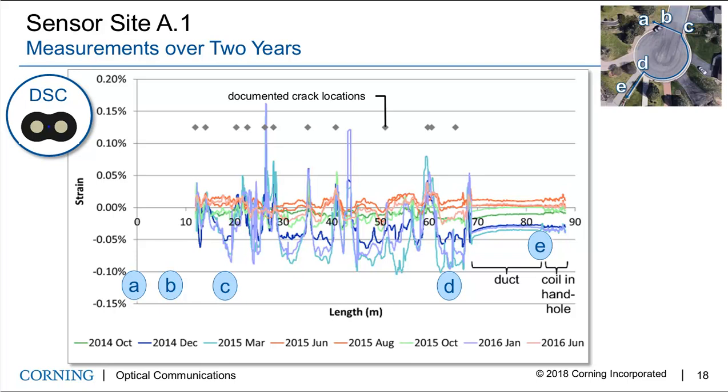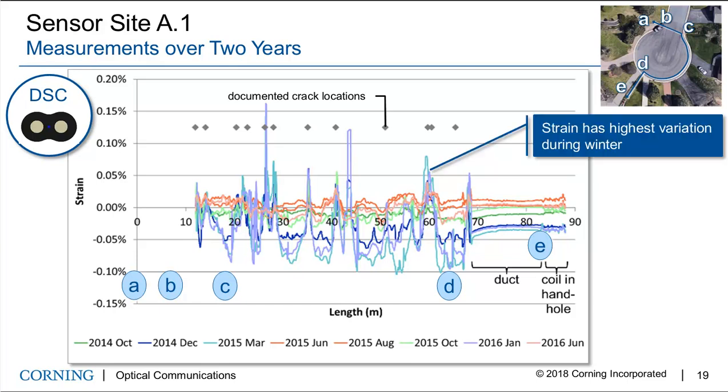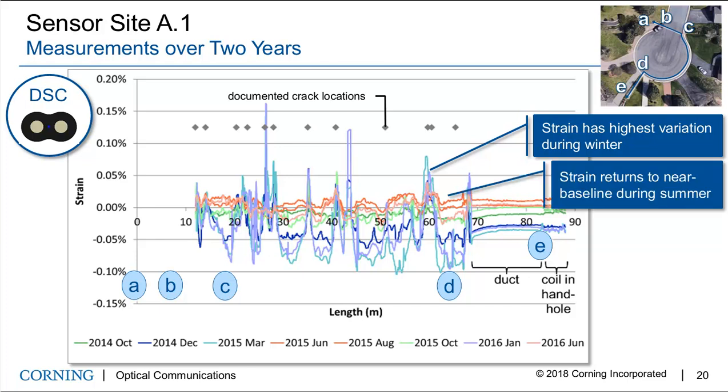This next plot shows the strain in one of those same sensor cables over 2 years of monitoring. Traces in the bluish colors represent measurements in winter. Traces in the reddish colors represent measurements in the summer. From these measurements, we can see that the variability is highest during the winter. So the peak-to-peak amplitude is highest for the blue curves. The red curves, taken during summer, we see that the strain returns to near baseline levels. The peak-to-peak amplitude is much lower, and the average strain is near zero.